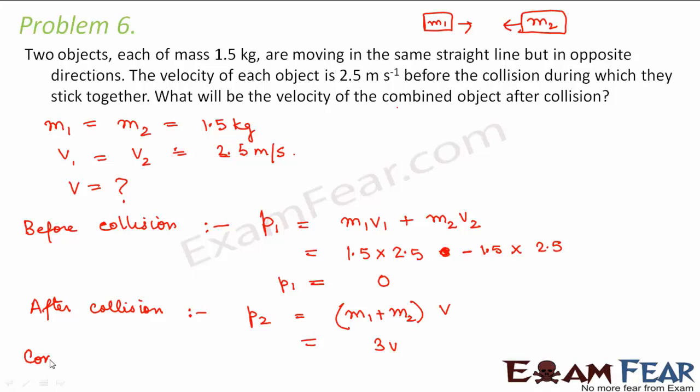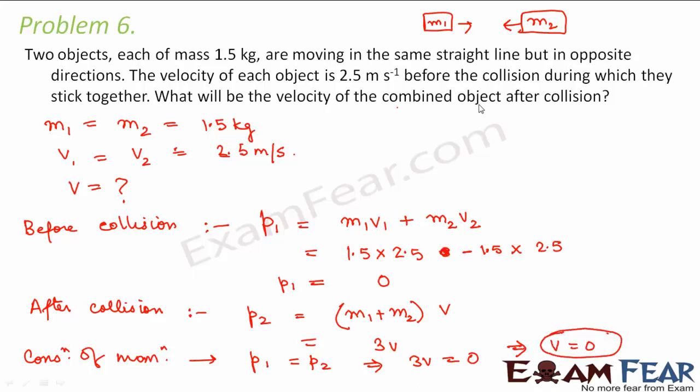Now, by conservation of momentum, what do we know? From conservation of momentum, we know that the total momentum before collision should be equal to the total momentum after collision. So from that we can say that 3V should be equal to 0. This implies V should be equal to 0. That means the combined object after collision would not move at all because it will have 0 velocity.